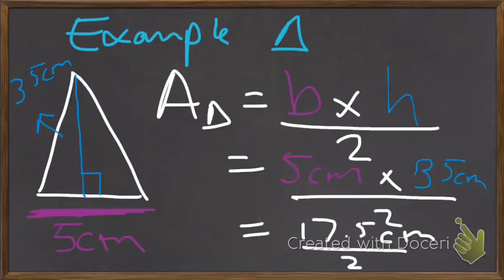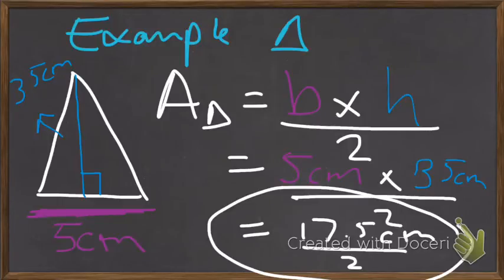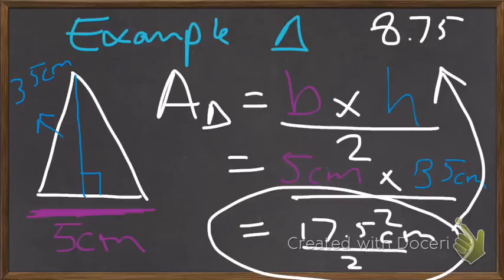So where we left off was we were at 17.5 divided by 2. When we divide 17.5 by 2, we end up with 8.75 centimeters squared. And that is our answer. That is the area of our triangle.